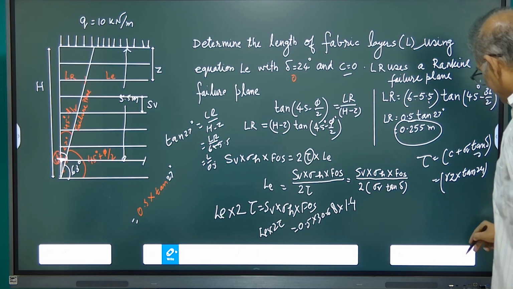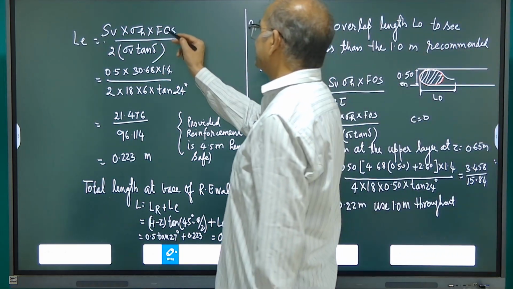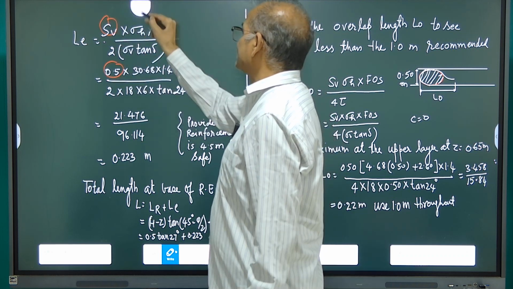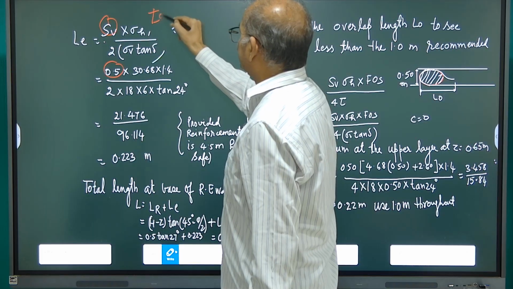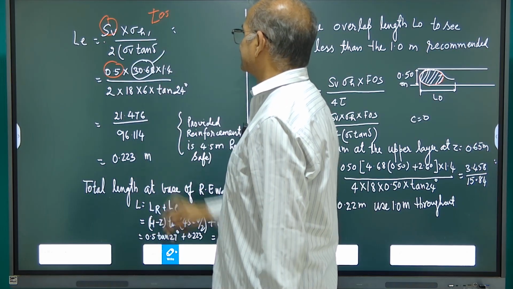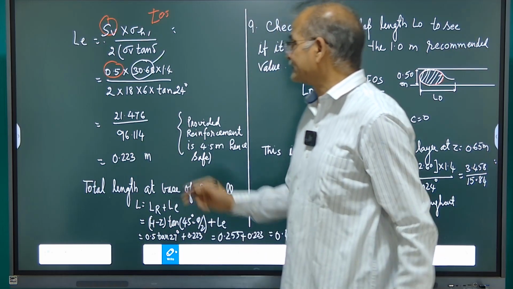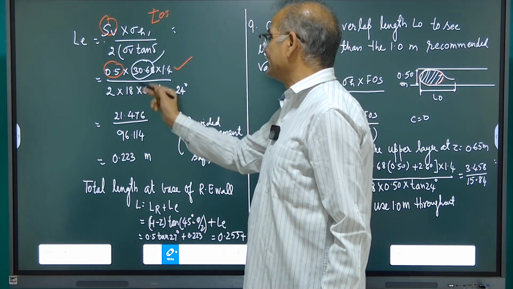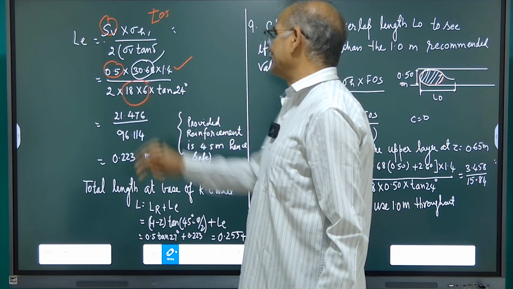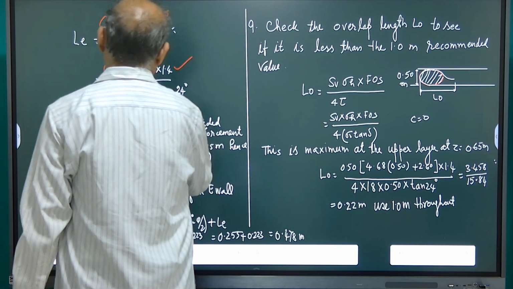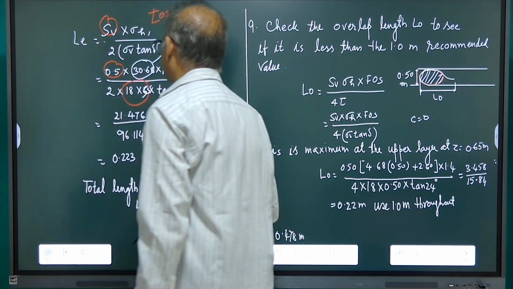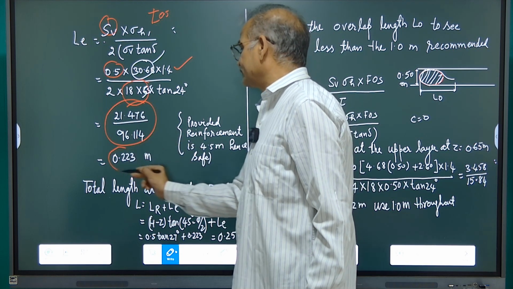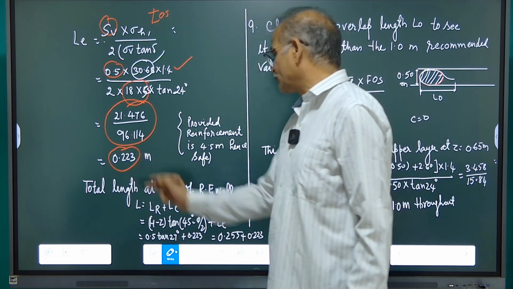So we can input the details. SB into sigma h into factor of safety over 2 times sigma v tan lambda. The vertical spacing between the geotextile is 0.5. The lateral pressure on the wall is 30.68, factor of safety 1.4, 2 into unit weight of soil into height, that is 6 meter, or we can take 5.5 to be safer, and tan 24 degrees. After solving, we get the required anchorage length as 0.223.